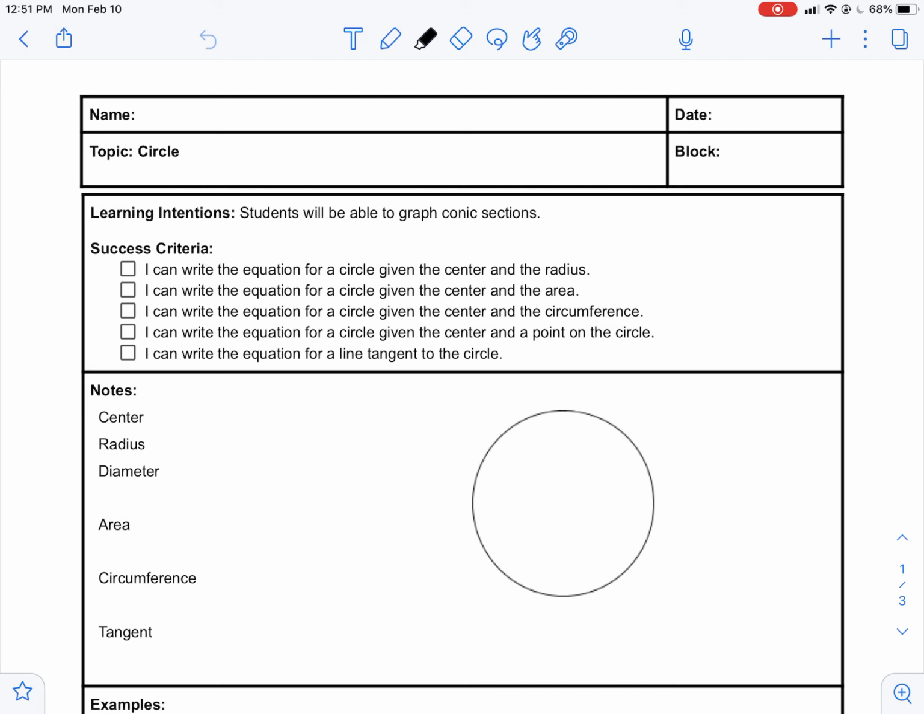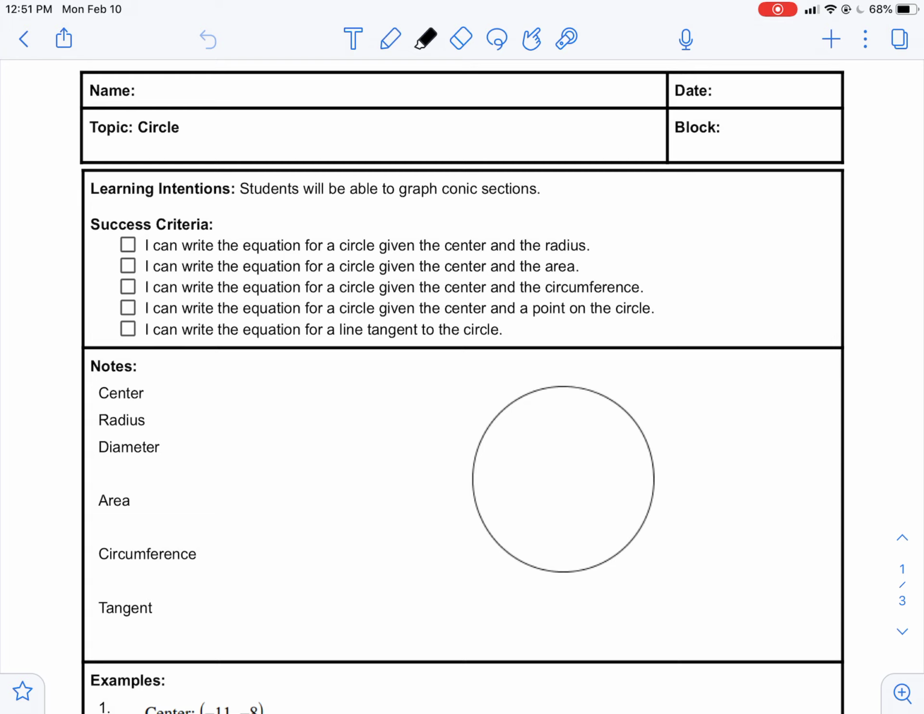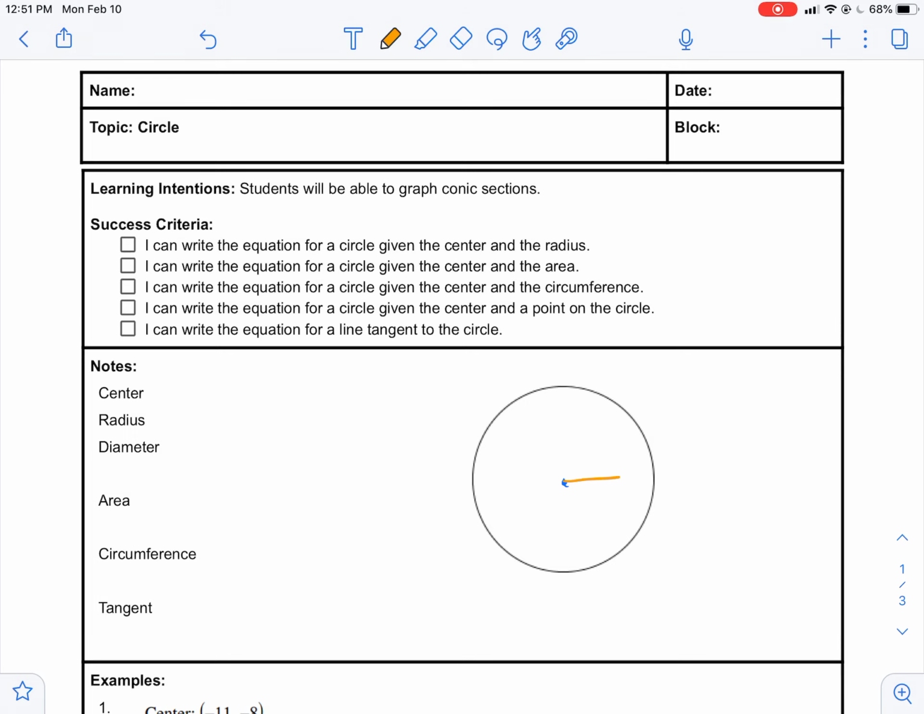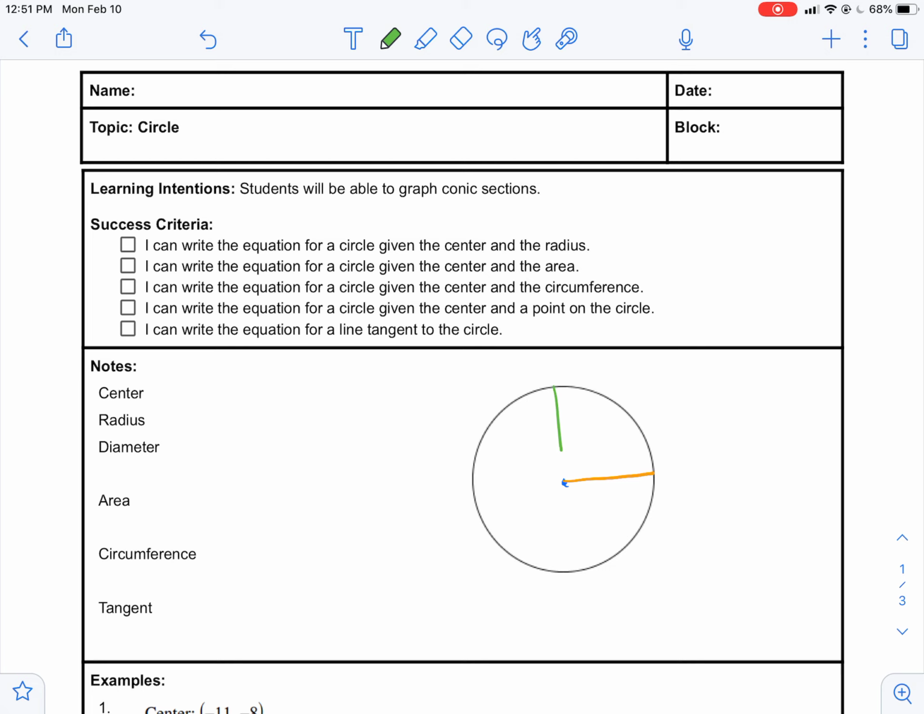Well, hello and welcome to our second part of circles. Again, let's just go over a few vocabulary words just to make sure that you remember them. Again, the center is in the middle. We have the radius, which is half of your circle. We have your diameter, that is your full.